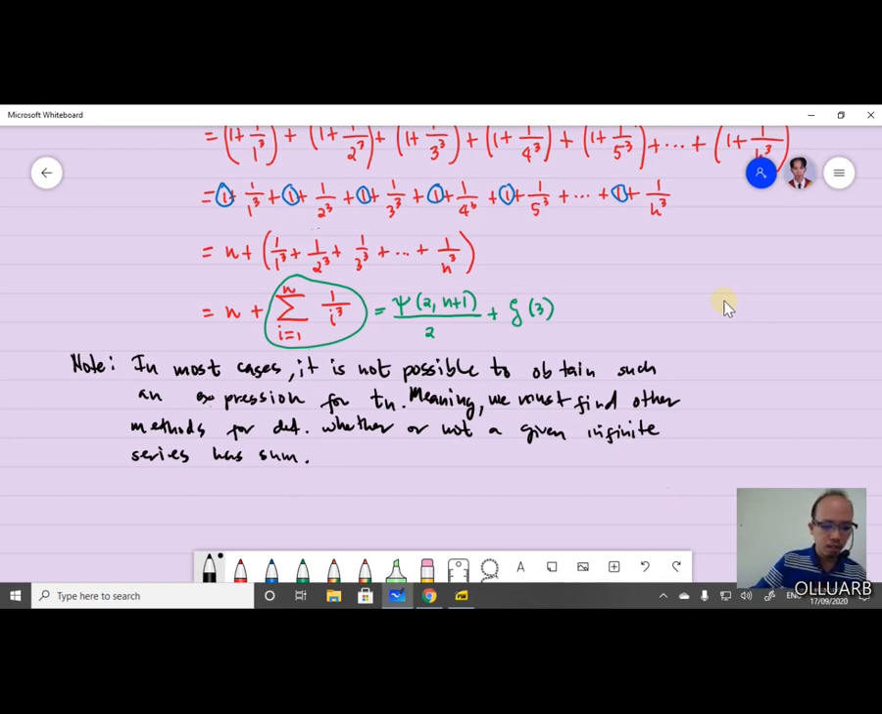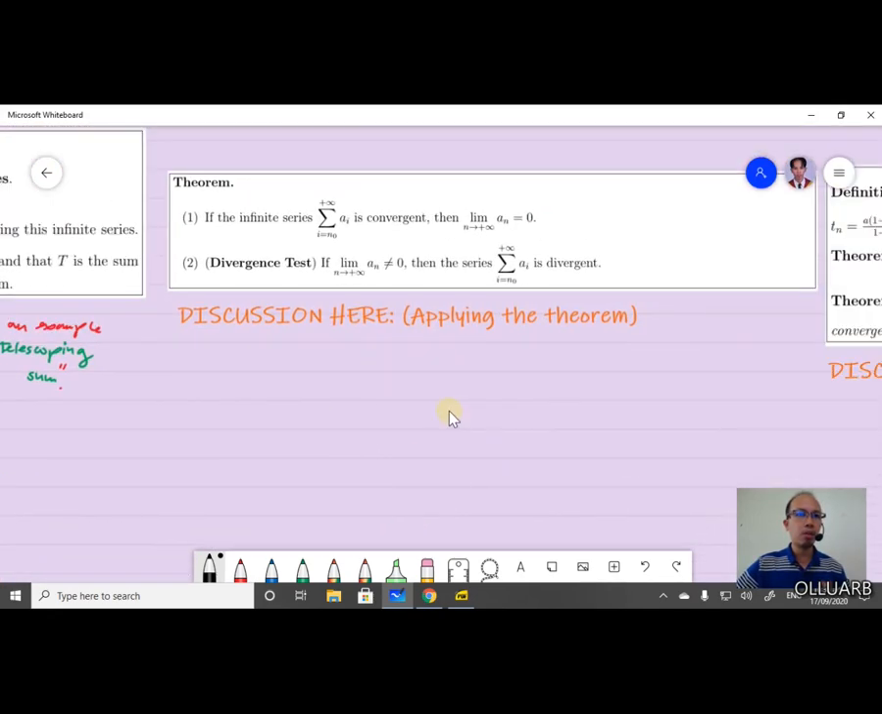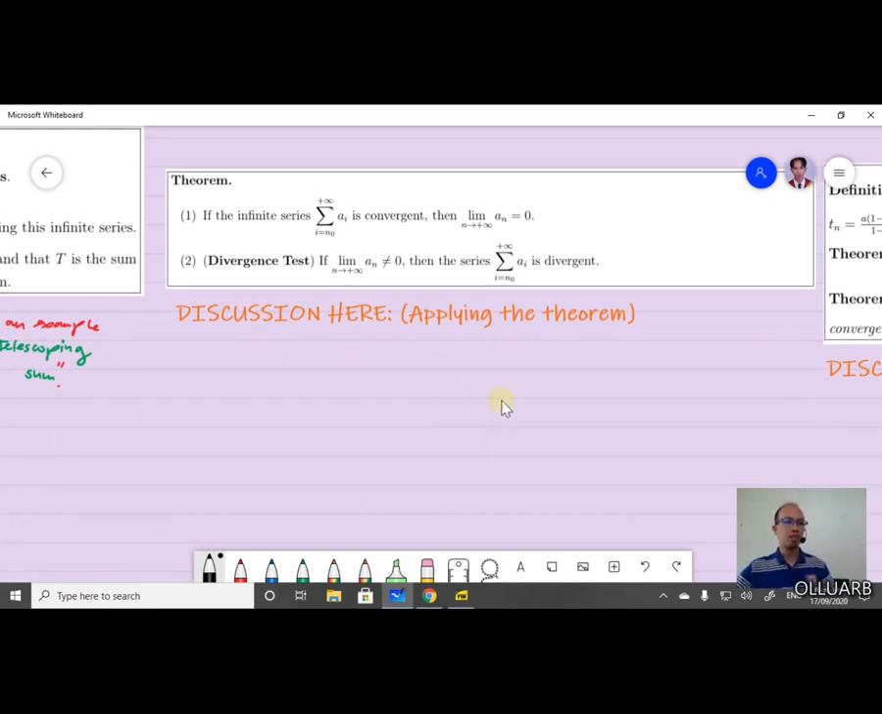Okay, so but of course, if in an exam the problem asks you to use the method in number 1A, then of course you can use that method. But if not, then you have to conclude that that kind of solution will not work. Okay, so for our next topic, we will be discussing this theorem. This is our first test. This is what we call the divergence test.